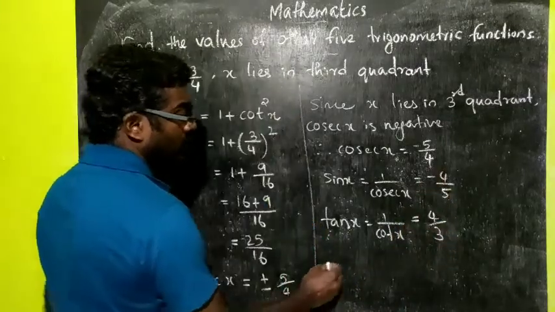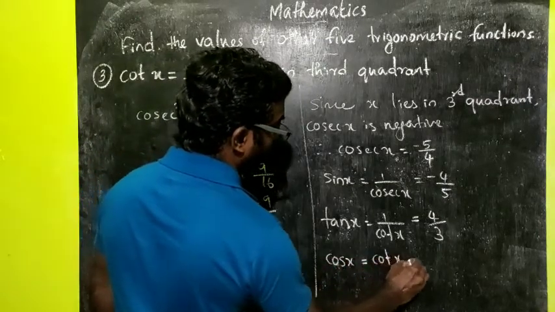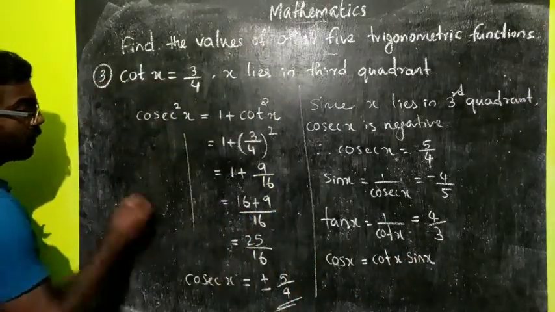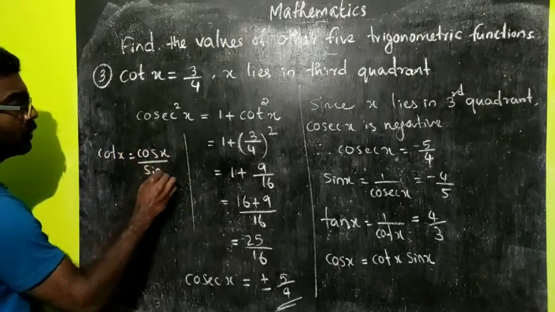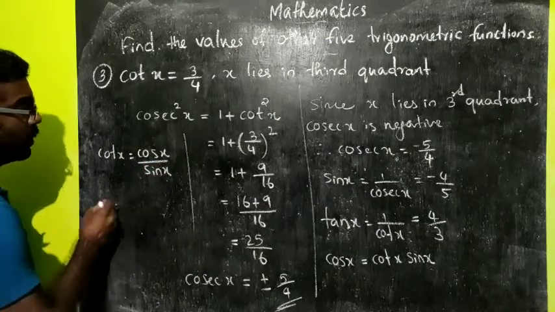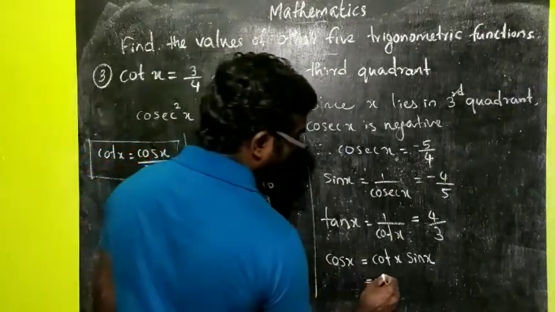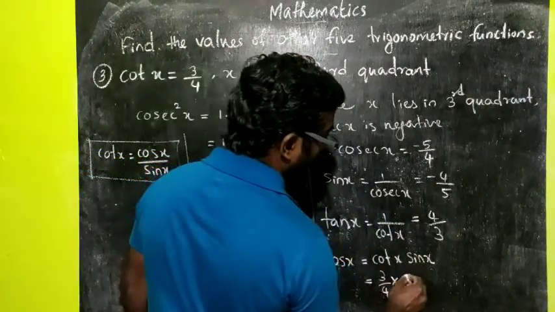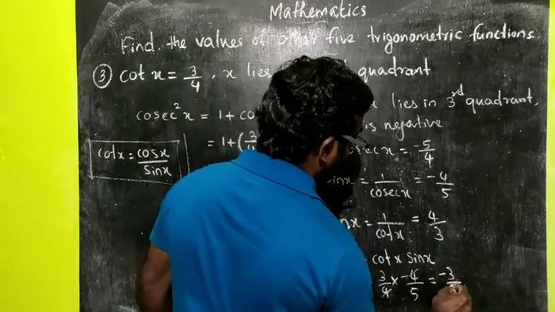Now we have to find cos x and sec x. So cos x can be written as cot x into sin x. We all know cot x is equal to cos x divided by sin x. So if we multiply this by sin x, and sin x cancel, what we get? Cos x. So here we can replace the values. Cot x is 3 by 4. So 3 by 4 into sin x. Sin x is minus 4 by 5. This 4 and 4 cancel, we get minus 3 by 5.